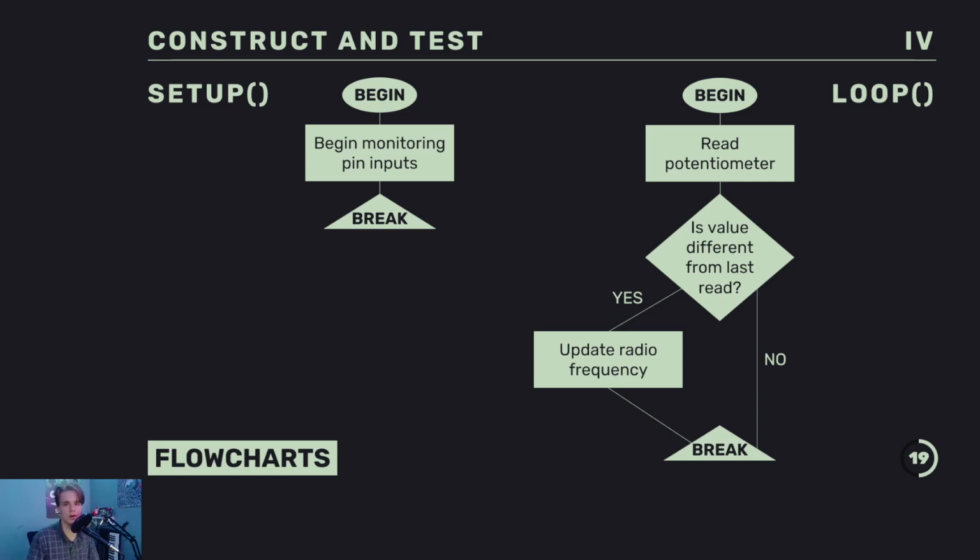But for the loop, what it's doing is it's reading the potentiometer, saying is the value different from the last value, and if it is, then, or I'm sorry, it's not reading the potentiometer, it's reading the rotary encoder. If it is different from the last value, it'll update the radio frequency. It would actually not break, it would loop back. But that's basically the general idea.